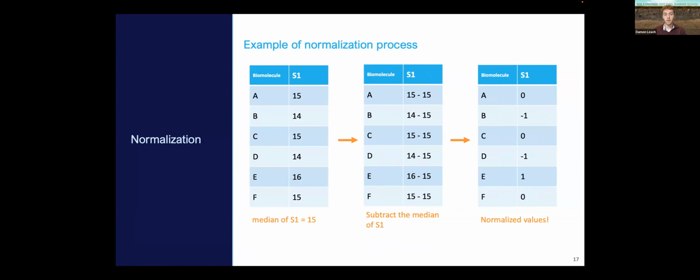So for example, if we chose a subset and we found that these were the 7 biomolecules that were being subset and we want to use the median, we would then go through each sample. So for example, this one, sample 1, find the median to be 15. And then in order to normalize, we're going to subtract the median off of those sample 1 abundance values. So biomolecule A goes from 15 minus 15, 0, B 14 minus 15, -1, and so forth. And so we're going to do that for all of the samples, and that's how we're going to get those normalized values, centered around 0 when using the median.